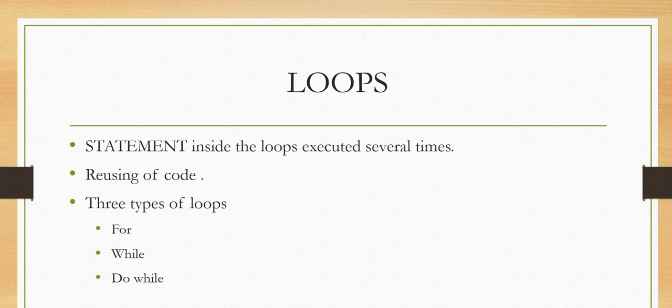There are three types of loops available in programming structure. First one is for loop, while loop, and do while. Each and every one has different advantages and disadvantages. We are going to see one by one now.